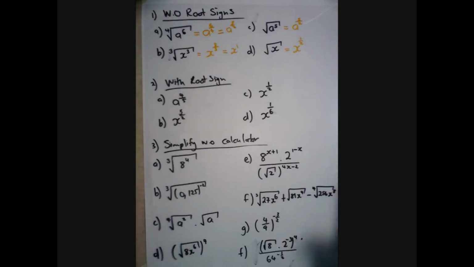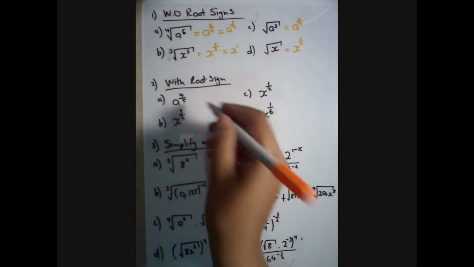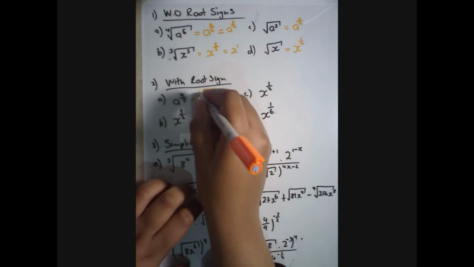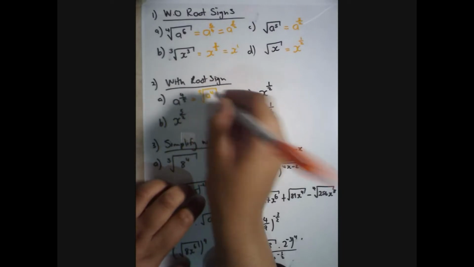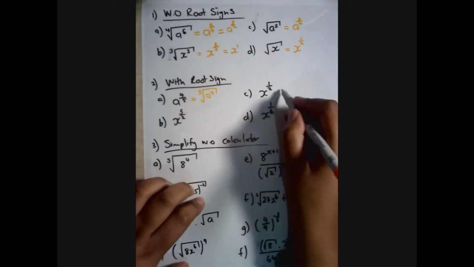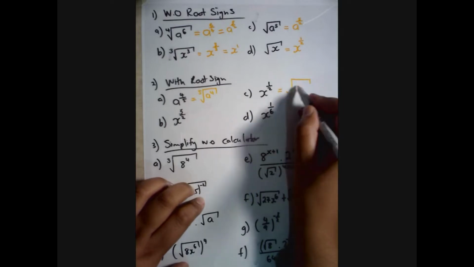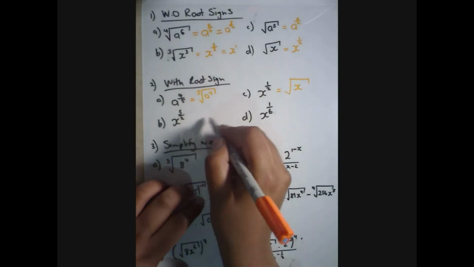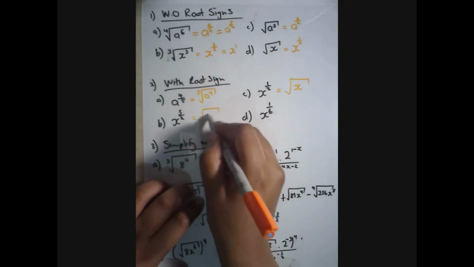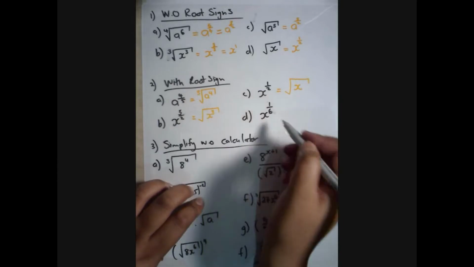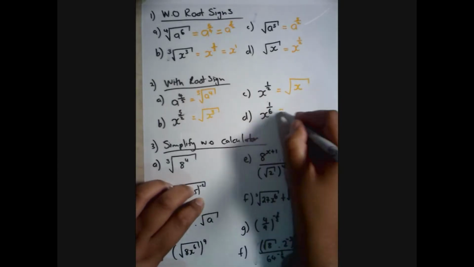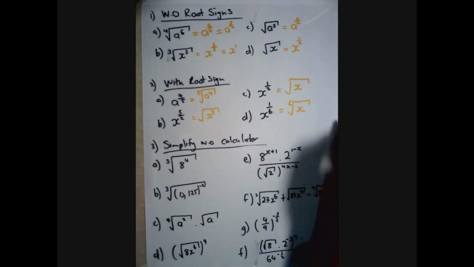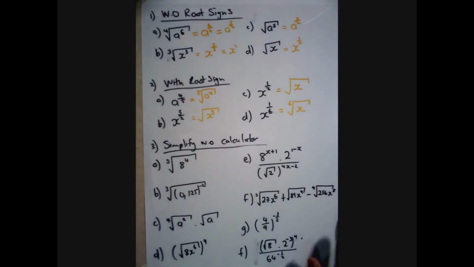Right, now let's go here. It says here, do it with the root sign. So it's the 5th root of a to the power of 4. And this one here is the square root of x to the power of 1, which is just that. This one here is the square root of x to the power of 3. And this one here is the 6th root of x. Right, that's all you need to do. Then it says simplify without the use of a calculator.